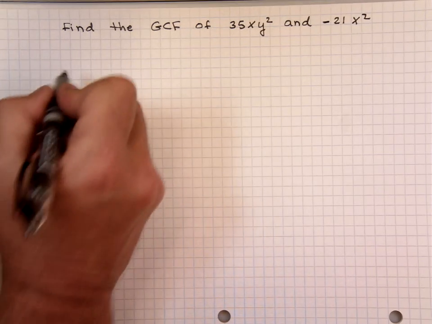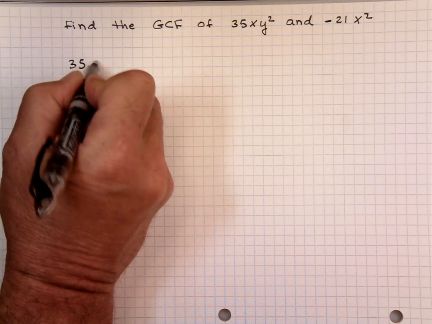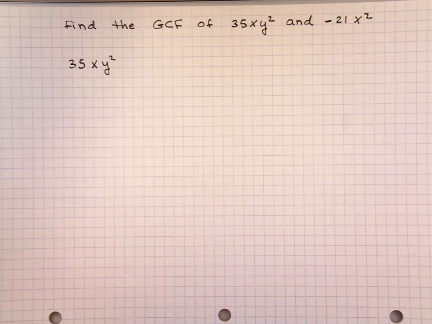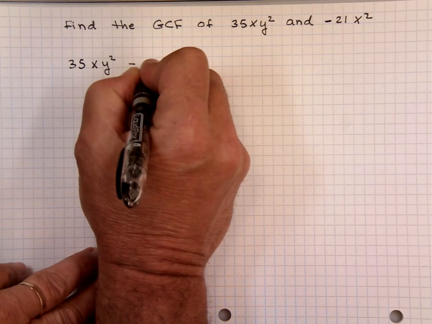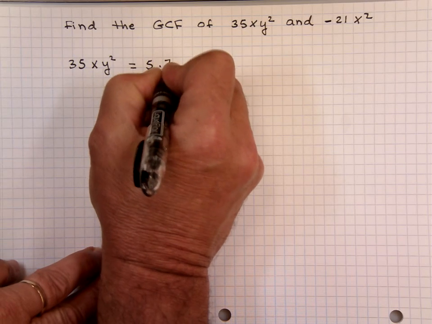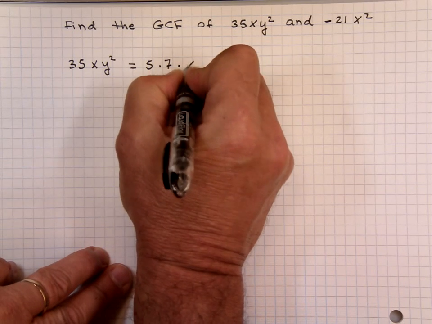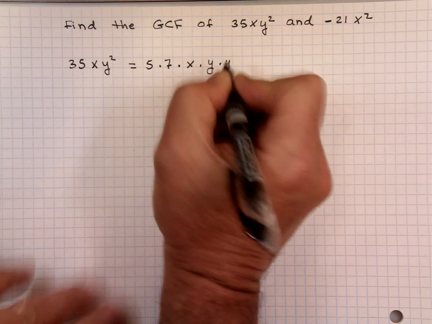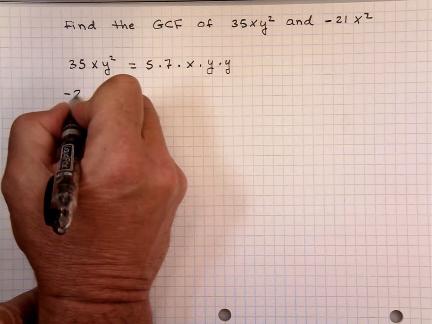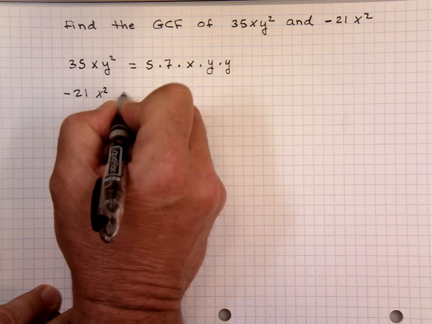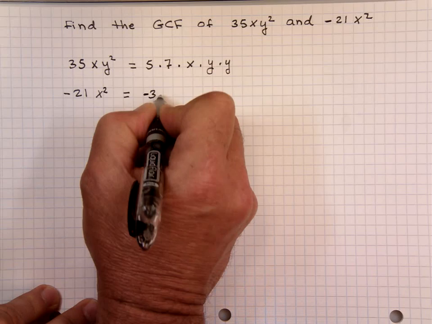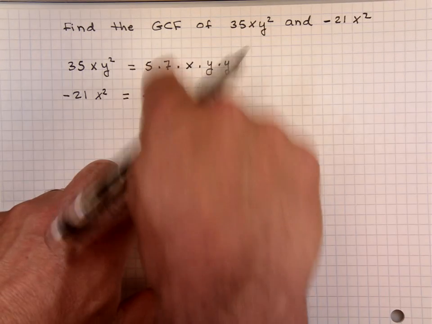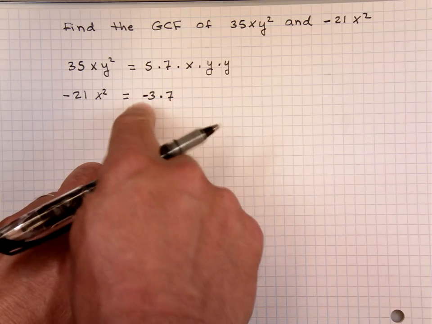So let's take the 35 x y squared. That's all multiplications. We just don't put the dots between them. 35 is what? 5 times 7 times x times 2 y's. The negative 21x squared, it's negative 3 times 7. Notice I could have used 3 times a negative 7, but I'm trying to match this one. So that's why I chose the negative 3.